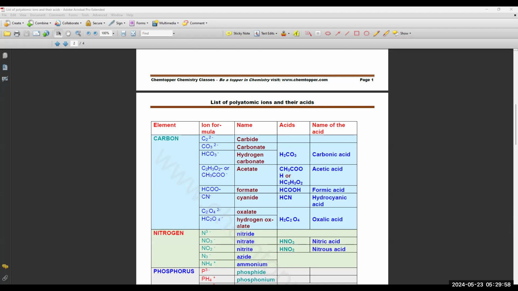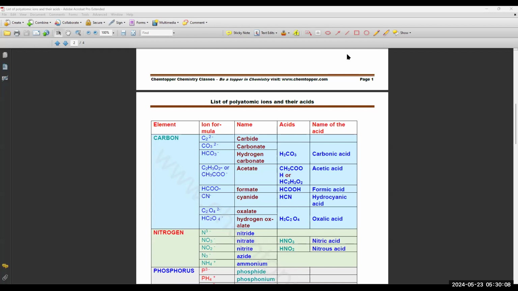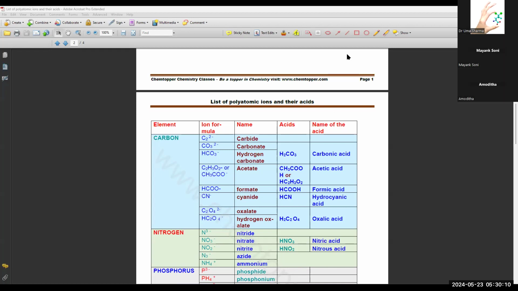Okay, so we did the polyatomic ions. Now I'm going to teach you how to name an acid. So I'm taking you to the whiteboard to explain how to name acids and bases. Remember, there is one full unit, unit 8, that is completely based on acids and bases.